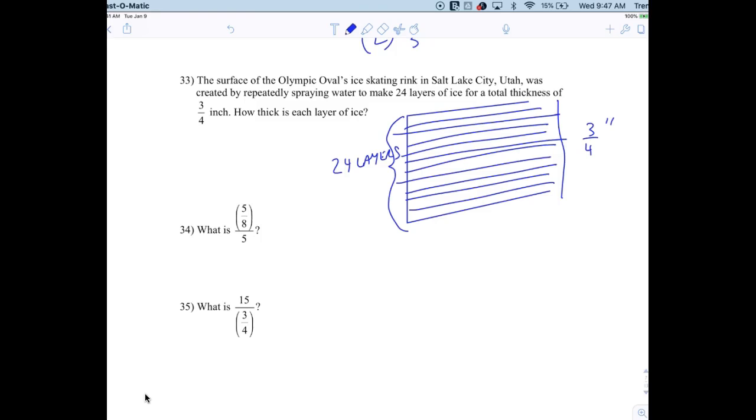And notice again, guys, I'm not asking you to draw 24 layers. Right? I'm asking you to draw a picture big enough so you can understand the concept. So what was the answer if you did 3/4 divided by 24? What is that? It's 1/32, or 1/32 of an inch. That is correct. Thank you.